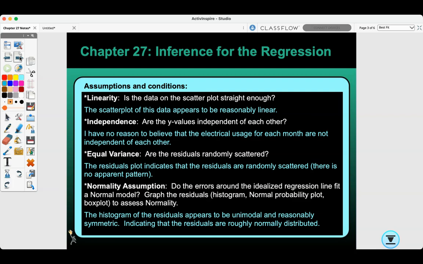Normality assumption: do the errors around the idealized regression line fit a normal model? So we graph the residuals as a histogram or normal probability plot or box plot and assess the normality. So the histogram of the residuals appears to be unimodal and reasonably symmetric. Use the word reasonably there, indicating the residuals are roughly normally distributed. So we just satisfied that assumption.